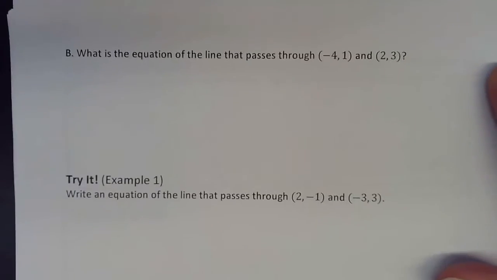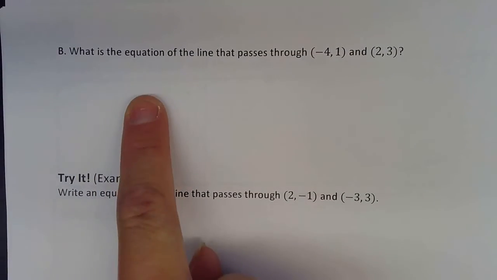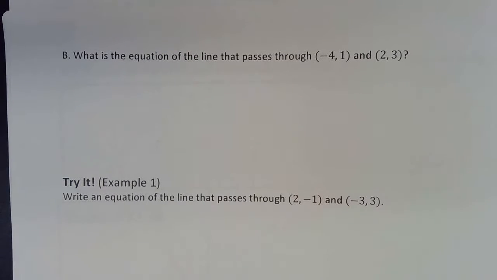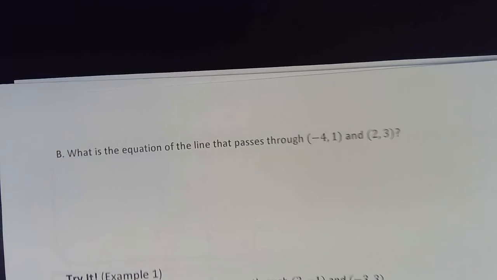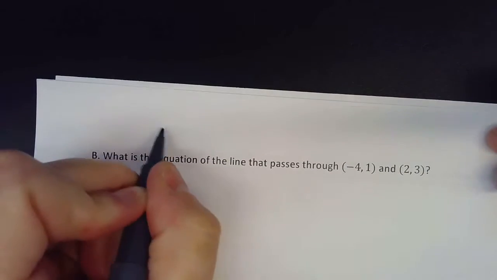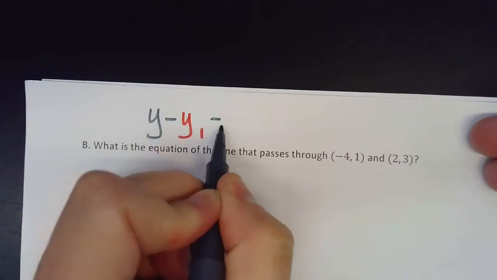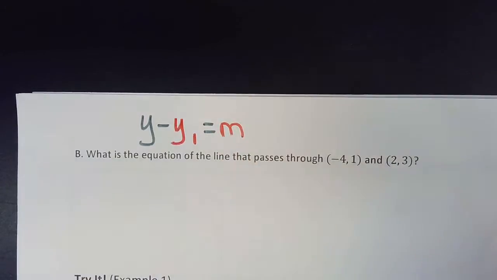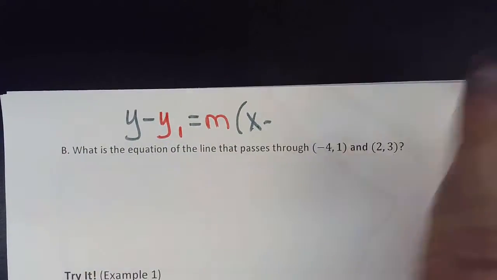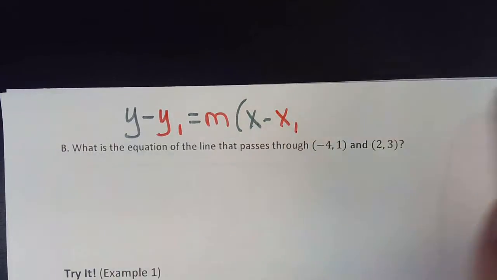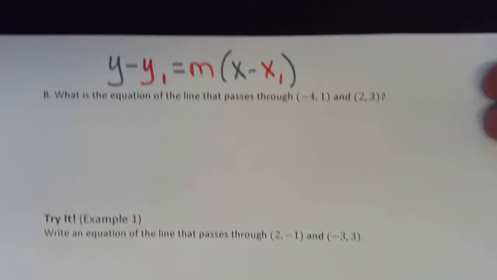I'm going to show you one that's a little bit more difficult. So we're going to do B together. You're going to try it on your own. So B, again, we are writing the equation of our line in that point slope form that was on the previous page. I'll write it up above here so that we have it to reference: y minus y1 equals m parentheses x minus x1.